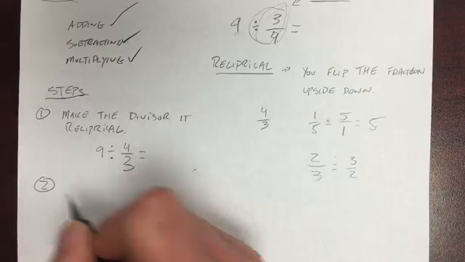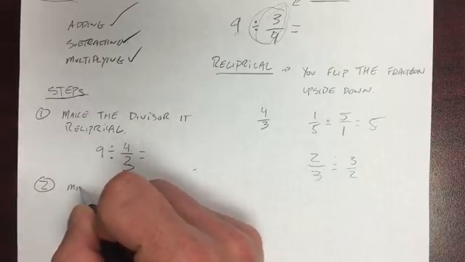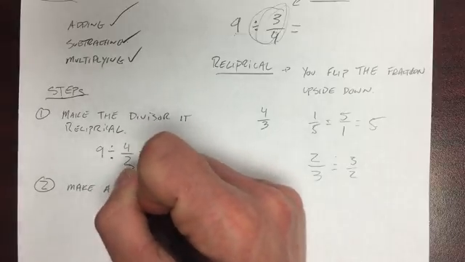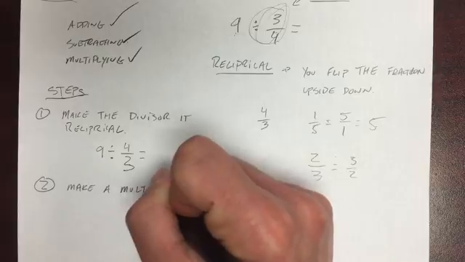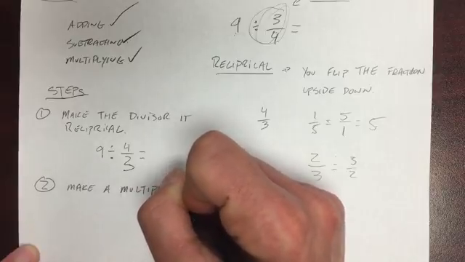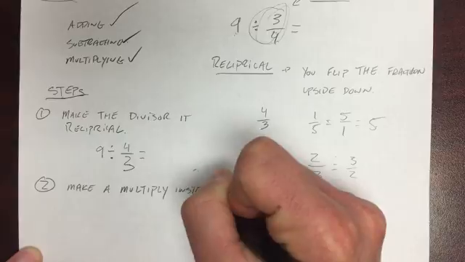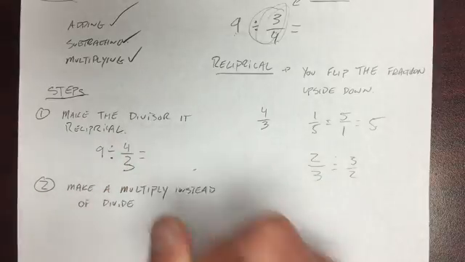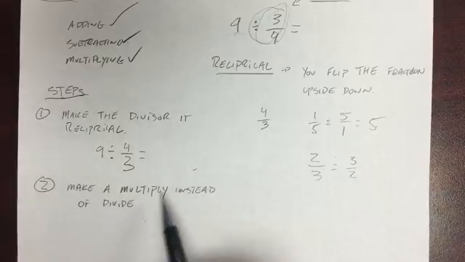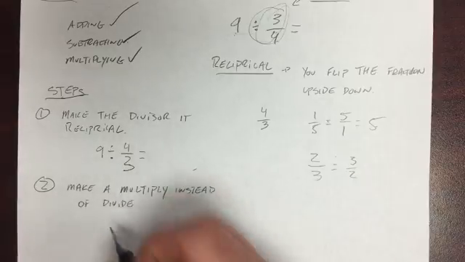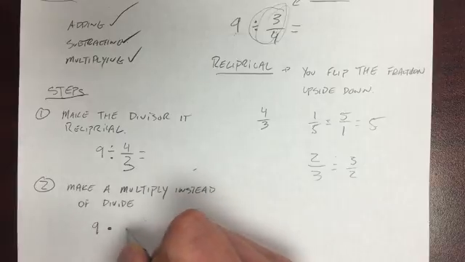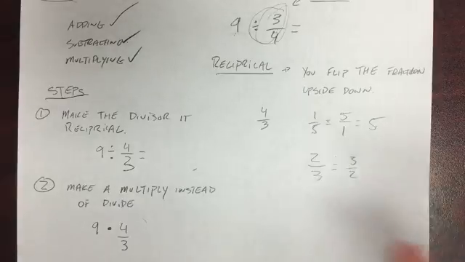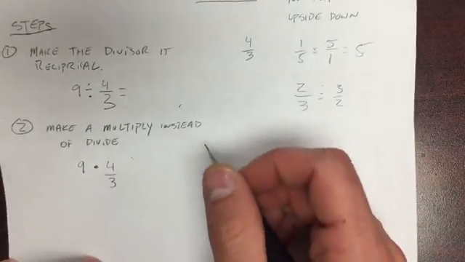Step 2, we are going to make it a multiplication problem. So make it say multiply instead of divide. So we're going to take this division symbol, we're going to say 9 multiplied by 4/3. Okay, that seems easy enough, right?